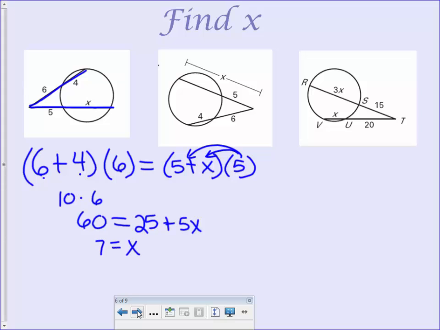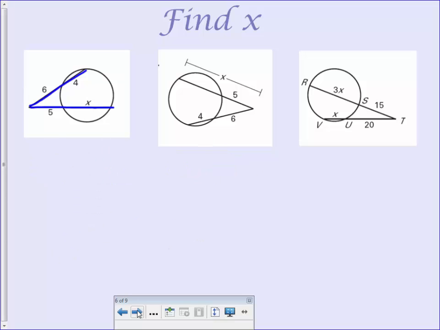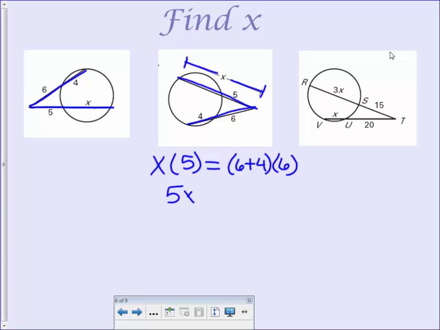All right. Now the second one looks a little bit different, but we're going to do the same thing. Keep in mind doing the whole thing times the outside part, whole thing times the outside part. Let me go ahead and erase what we've got going on over here so we have room to work it out. All right, so the whole thing on this top one, notice they say up here it's equal to x. So the whole thing is x times the outside part, which is 5. And that's going to equal, again, the whole thing here, which is 6 plus 4 times the outside part, which is 6. So we get 5x equals 10 times 6, or 60. And you get x equals 12.